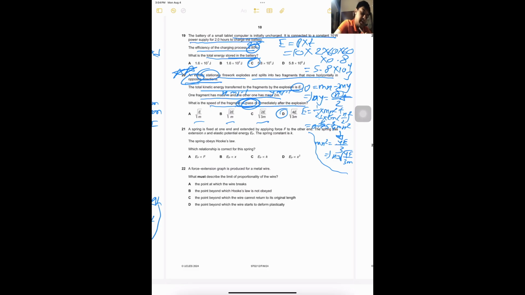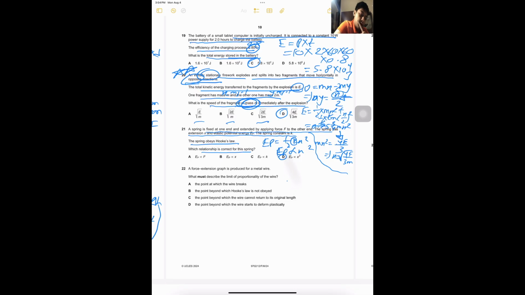A spring is fixed at one end and extended by applying force F to the other end. The spring has extension x and elastic potential energy EP. The spring constant is k. The spring obeys Hooke's law. Which relationship for the spring is correct? Okay, so we know that EP is equal to half kx squared. So k is a constant, so we have to use the relation only between EP and x squared. So the answer should be D.